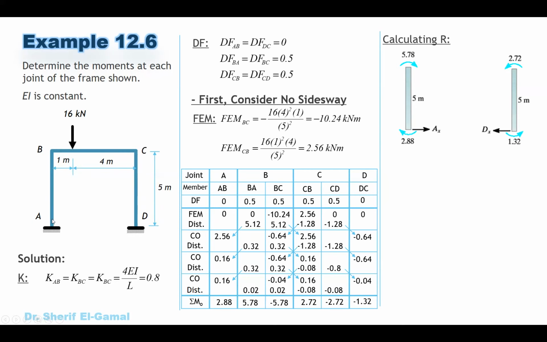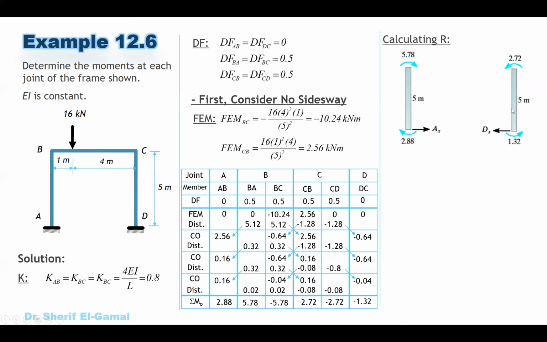Okay, so MAB is 2.88 and it is positive. So this is 2.88 positive. It means clockwise. Then BA is 5.78, again positive, it means clockwise, so we put the two values here.